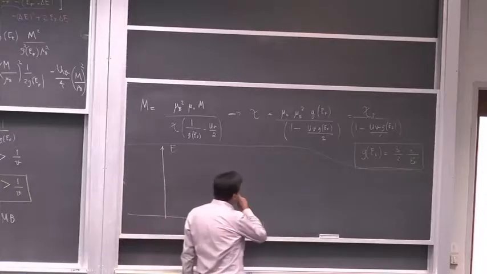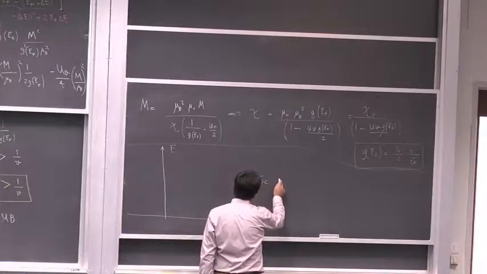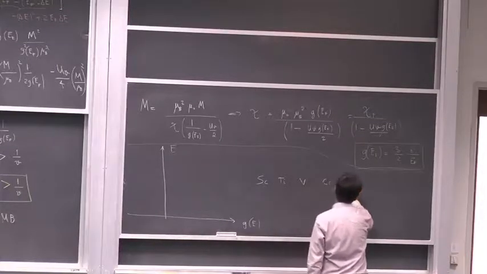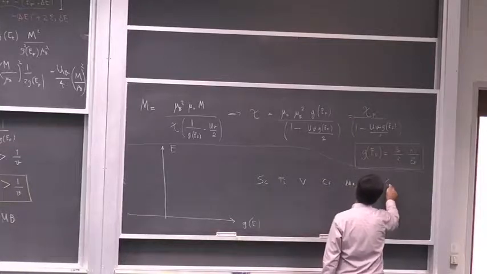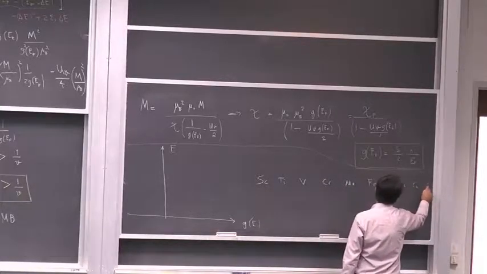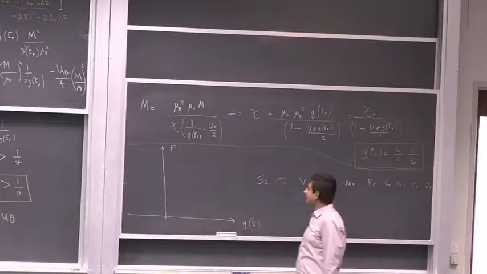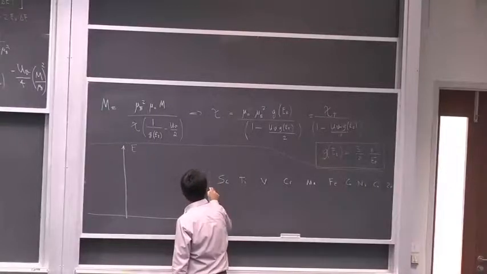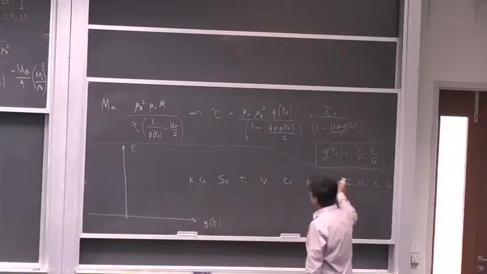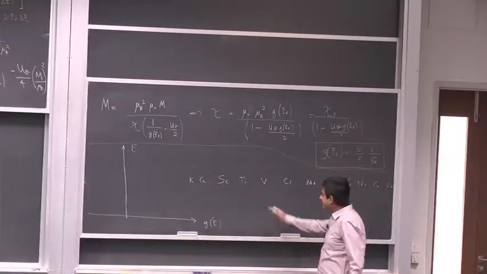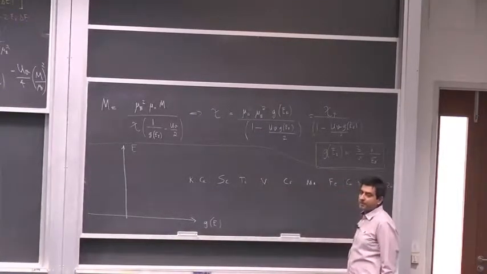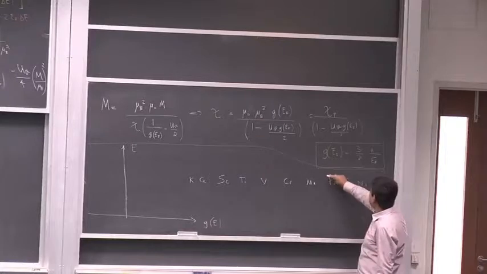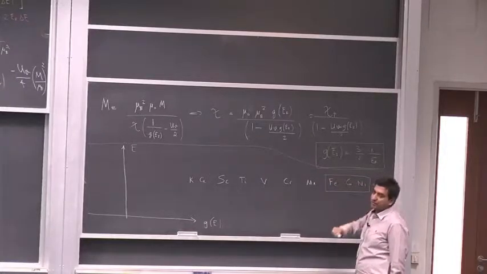Now if I look at the 3D series, I have scandium, titanium, vanadium, chromium, manganese, iron, cobalt, nickel, copper and zinc. Before that I have potassium and calcium, right? So this is the fourth period of the periodic table and these are the 3D elements. Alright. Now these three elements are ferromagnetic because they satisfy the Stoner criterion.